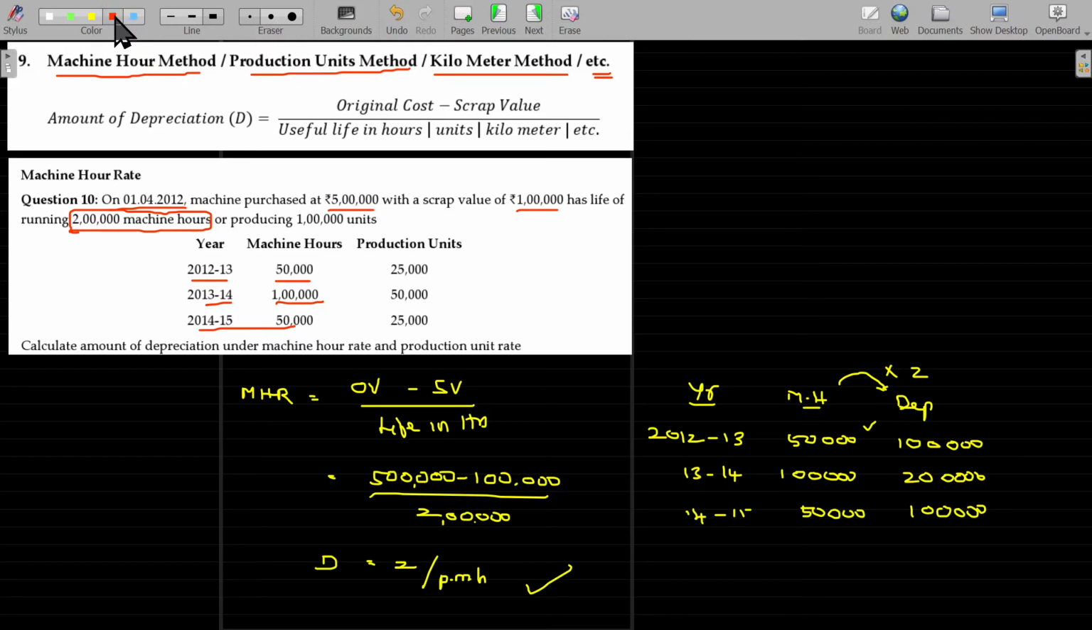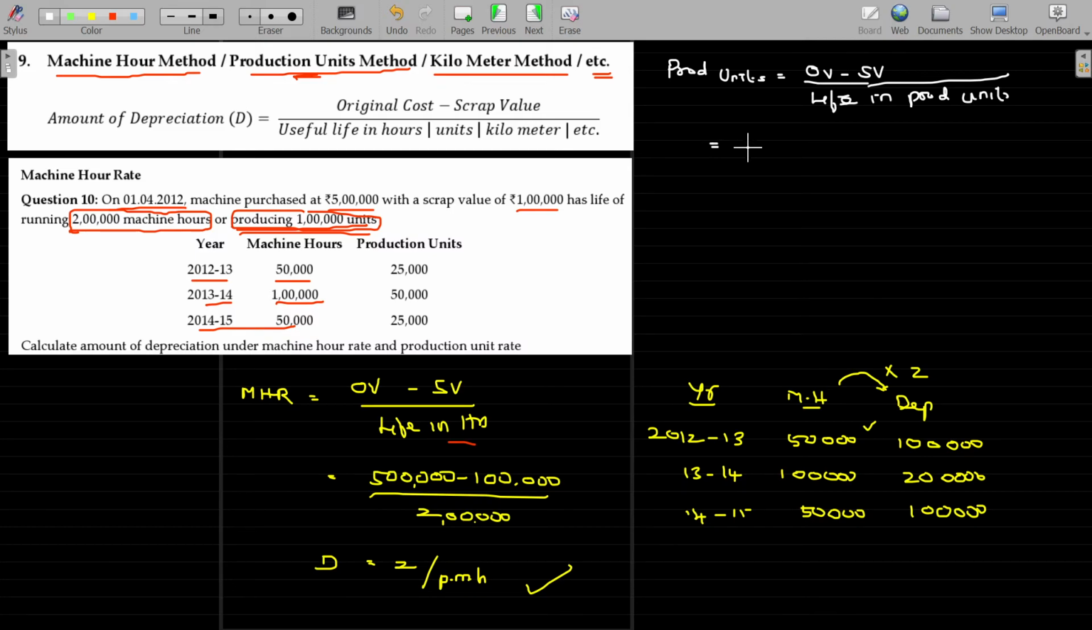And can we use that under the production units method? Of course, here production in units is also given. This machine is capable of producing 1 lakh units. Then how do we calculate the depreciation the same way? Rather than life in hours in the denominator, we have to put the life in units. The rest of the things are the same. Production units method: original value minus scrap value divided by life in production units.